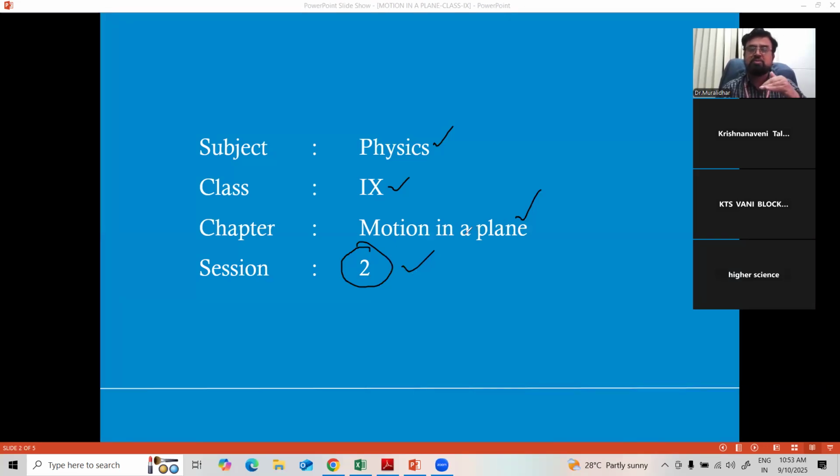Motion in a plane explains two-dimension motion, whereas in lower classes 6th, 7th and 8th, we learned about motion in a straight line. But now in class 9, we are discussing two-dimension motion, that is along the x-axis as well as along the y-axis. There are different types of motions, majorly projectile motion, when a body is projected with some angle from the ground. We are discussing the path followed by the body.